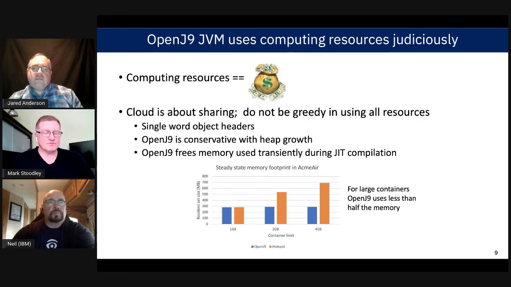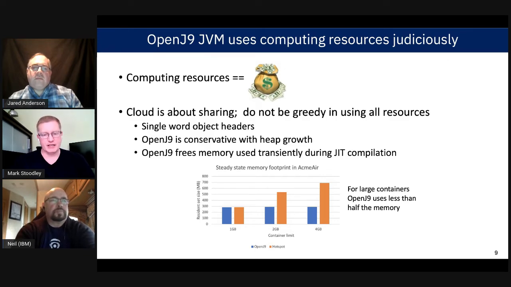And finally, OpenJ9 aggressively tries to free memory that it's used transiently during execution. One big example of that is JIT compilation. JIT compiles take a lot of memory, and OpenJ9 aggressively tries to free and disclaim the memory that had been used by JIT compilation in order to keep the overall memory footprint down for the process. And just so you can see the effect of these, the graph at the bottom shows a very simple run of the Acme Air application measuring memory footprint under load.